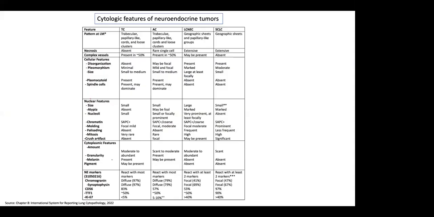This is a table from the book where we will see the main features of the 4 different neuroendocrine tumors. In cytology, it is very problematic to distinguish typical or atypical carcinoid. So it's better in this case to say that it's a neuroendocrine neoplasia, not high grade. That is, we rule out small cell and large cell neuroendocrine carcinoma, and then it could be a carcinoid, typical or atypical. For this classification, we will need the surgical specimen.